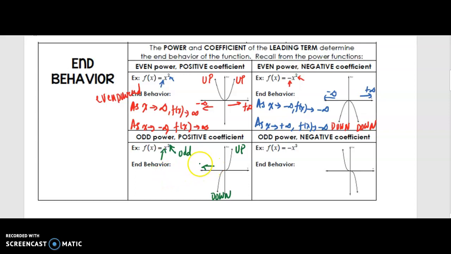So what happens when the x is going to the negative infinity, right? And this is going to the positive infinity, right? So as x approaches negative infinity, f of x is approaching negative. And as x approaches positive infinity, f of x is actually going positive, up, right? So, and when you have a negative coefficient for an odd power, right, then it is going up and down.